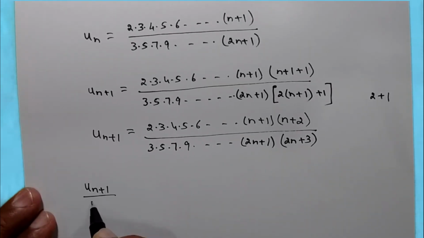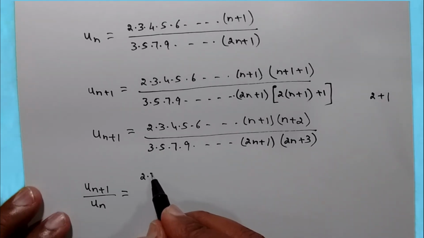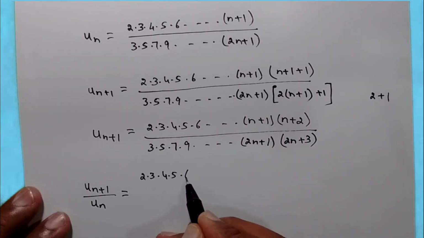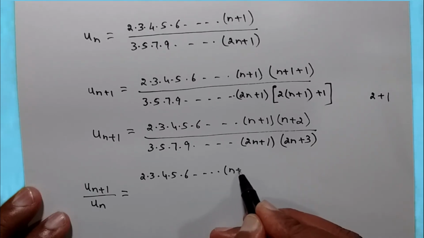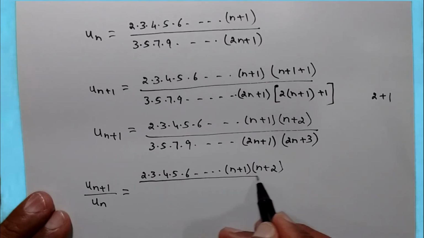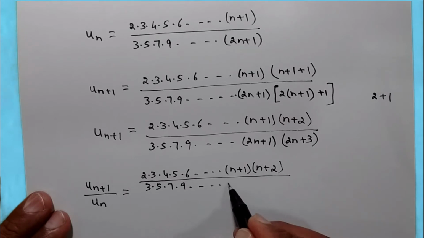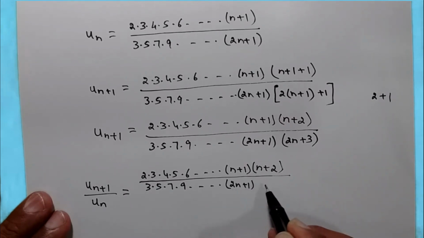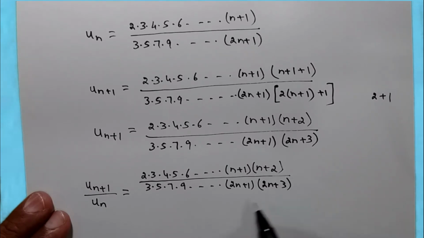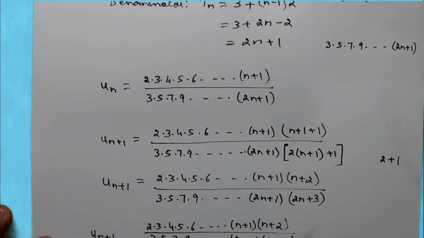Un plus 1 by un. So un, I'll write down this term. It is 2 into 3 into 4 into 5 into 6 into so on n plus 1 n plus 2 whole divided by the denominator 3 into 5 into 7 into 9 into so on. It is 2n plus 1 whole divided 2n plus 1 into 2n plus 3. This whole divided by your un value. Un value is this. This value you need to write.